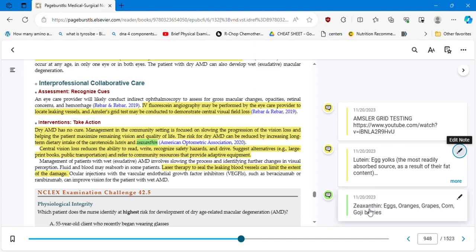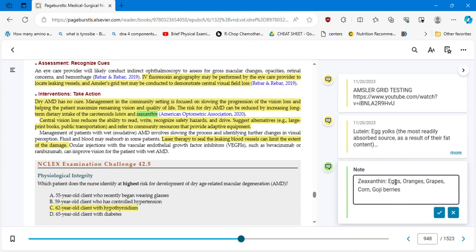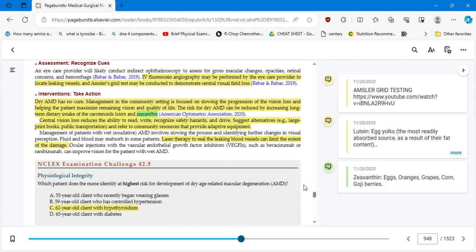The zeaxanthin, you have your eggs, your oranges, your grapes, corn, and goji berries. The goji berries are well known. They are the superstar berries of this group of berries. Between the berries, strawberries, blackberries, the blueberries, and all the berries, the cranberries, the goji berries are the star. They are very healthy and they are antioxidant. They have antioxidant properties and they are miraculous, the goji berries, okay?